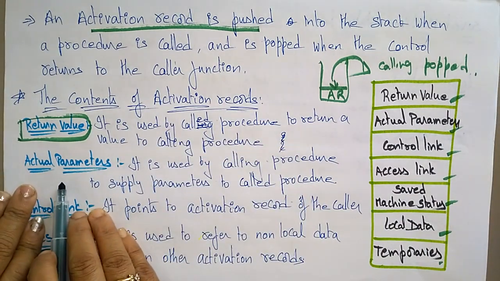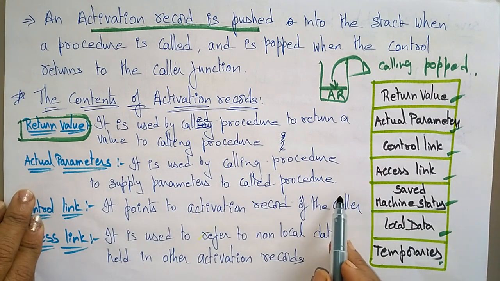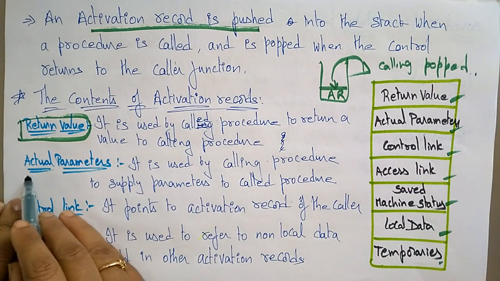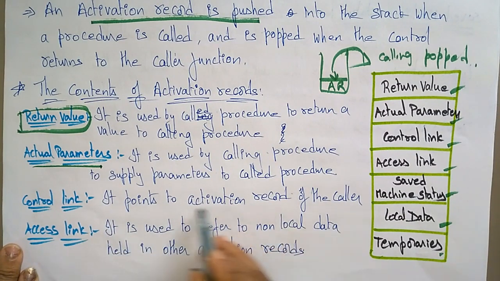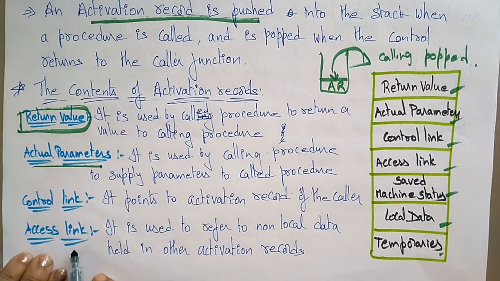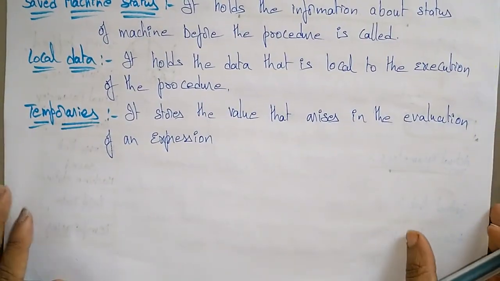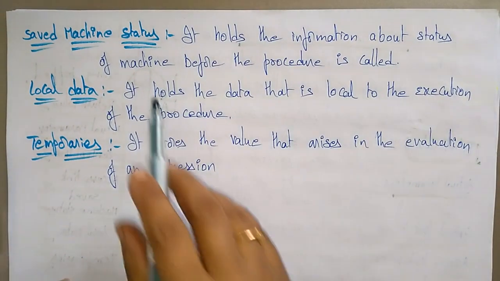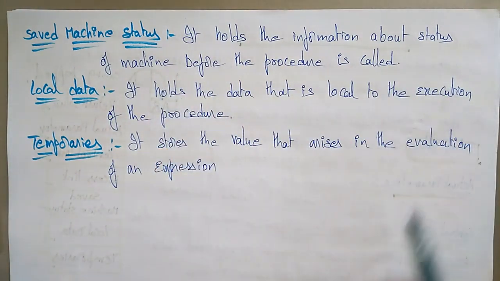The activation record also consists of actual parameters. It is used by the calling procedure to supply parameters to the called procedure. That means you are supplying the parameters to me. That is the actual parameters. Now the control link. It points to the activation record of the caller. Coming to the access link, it is used to refer to non-local data held in other activation records. Then what about the saved machine status?